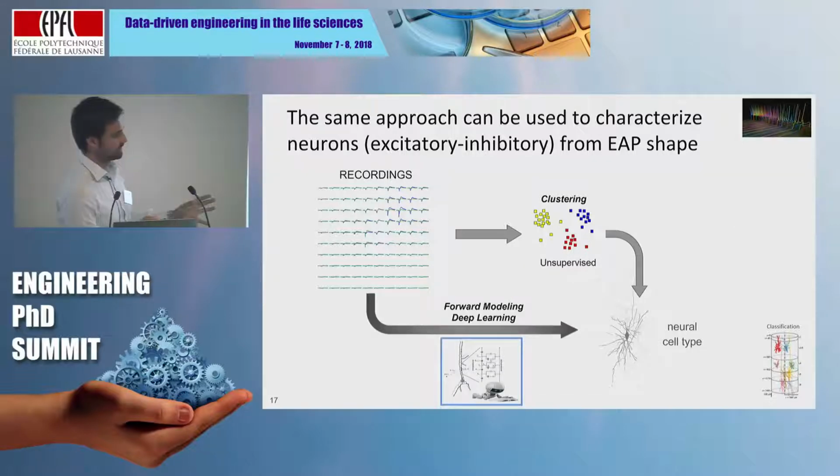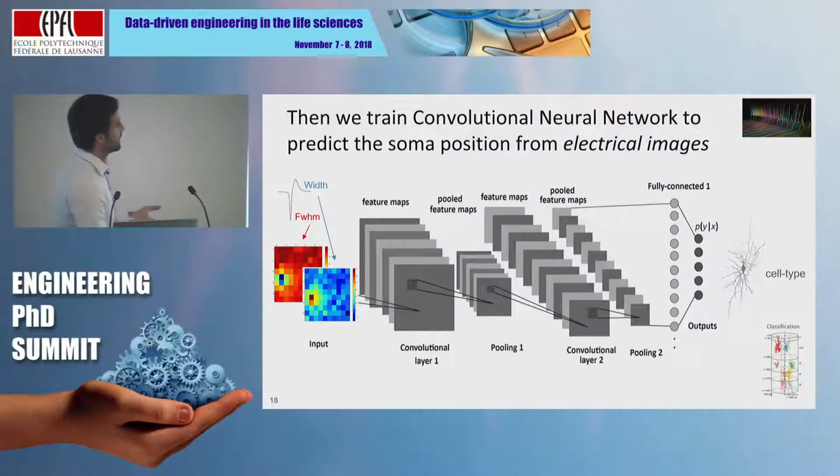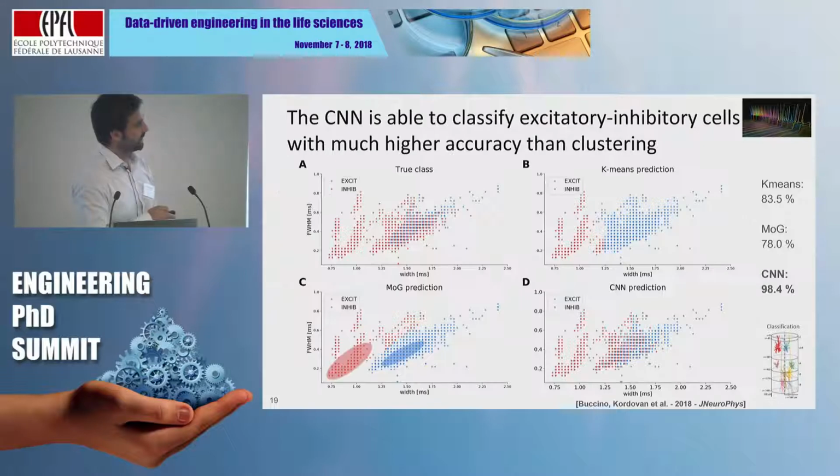But we used exactly the same approach also to solve this problem, but here it is a classification problem. And we used the same feature images, but instead of the peaks, we used the full width at maximum and the width of the spike. And instead of predicting X, Y, and Z, we predict whether a cell is excitatory or inhibitory. And then we compared with this unsupervised approach.